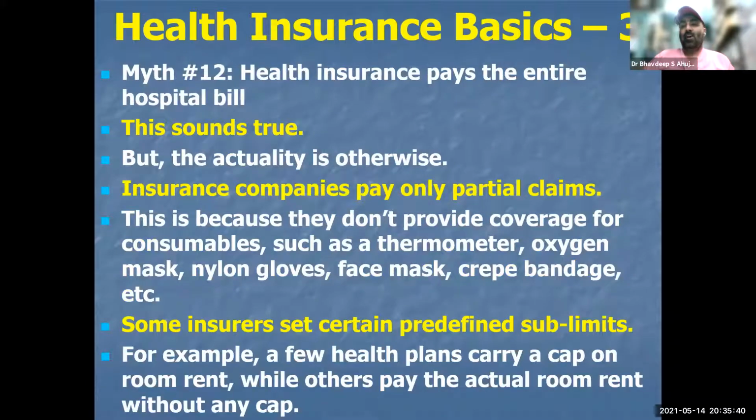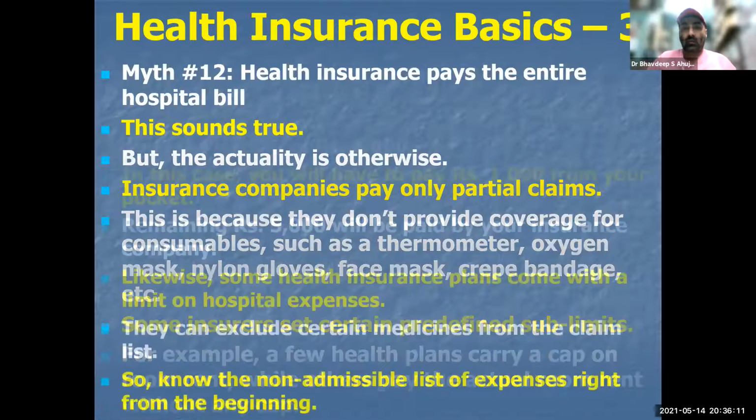So then, health insurance pays the entire hospital bill. You know it by now. There are a lot of things which are not covered. There will be limits. Even in the COVID plans I mentioned, PPE kits were not covered. Even consumables like thermometer, oxygen mask, nylon gloves, face mask, crepe bandage, they don't cover such consumables. Some companies would have predefined sub-limits. They're all mentioned in the policy document. So then the room rent cap is there. Some would not have it, but some would have it.